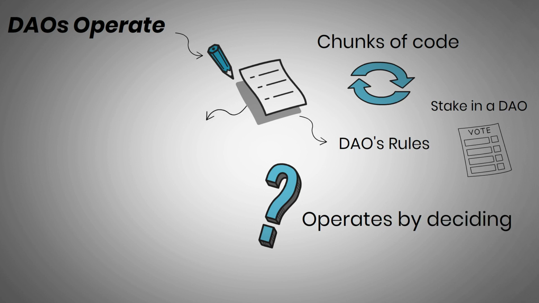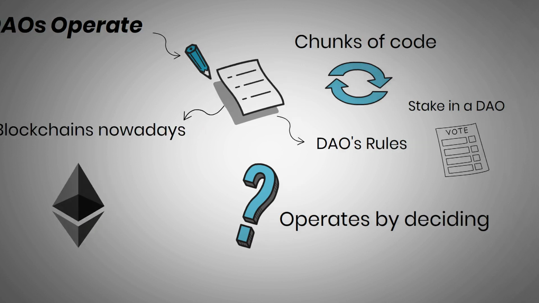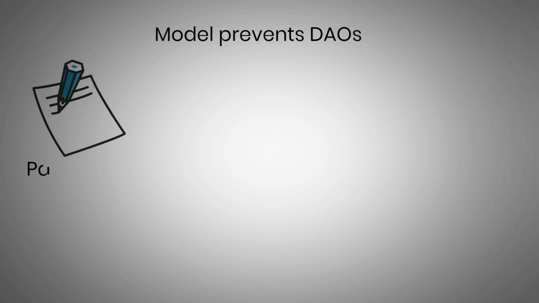Smart contracts are deployed on numerous blockchains nowadays, though Ethereum was the first to use them. This model prevents DAOs from being spammed with proposals. A proposal will only pass once most stakeholders approve it.